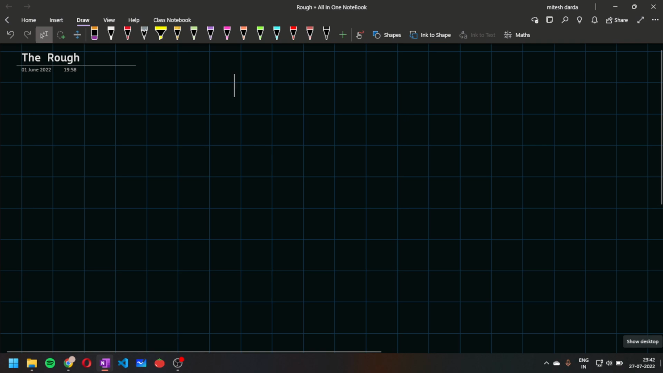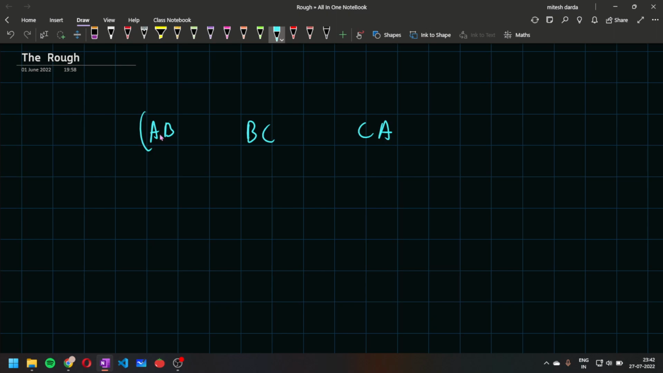So if we look at the pairs AB, BC and CA, minimum of A comma B, minimum of B comma C, and minimum of C comma A. Let's first say that A is less than B. That means that this value is going to be A. And now let's say that B is again less than C. So if B is less than C, that means that the second value is going to be B. So if A is less than B and B is less than C, we can say that A should definitely be less than C.